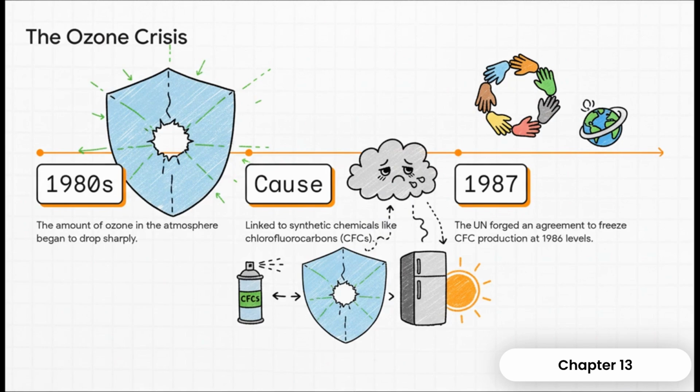So back in the 80s, scientists started freaking out because this shield was getting dangerously thin, and they traced the cause back to these man-made chemicals called CFCs, which were in everything from refrigerants to spray cans. But here's the amazing part. The world actually listened. In 1987, the UN got countries to agree to stop making these things, and it just shows that when we work together on these huge problems, we can actually make a difference.